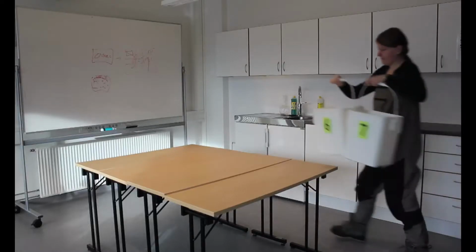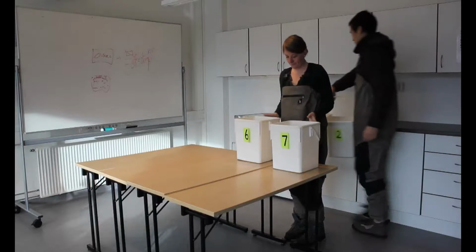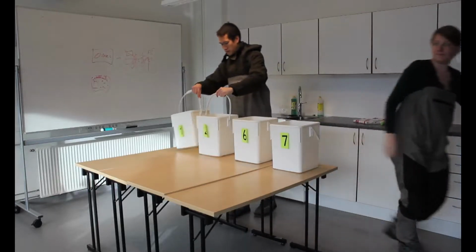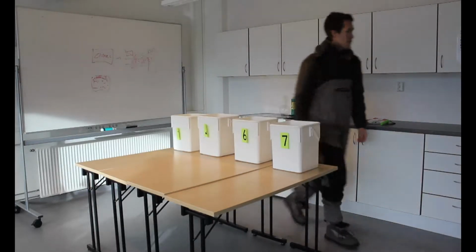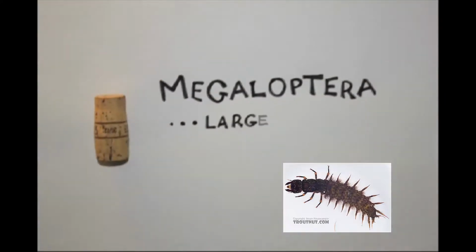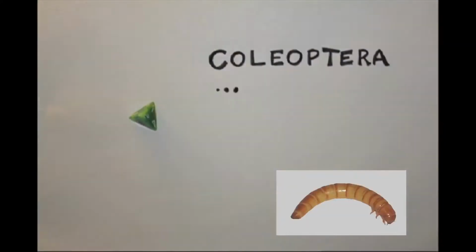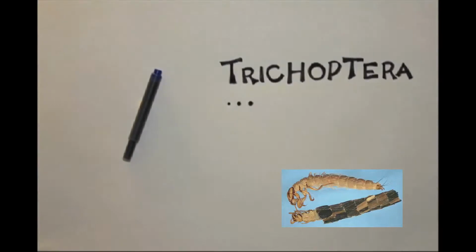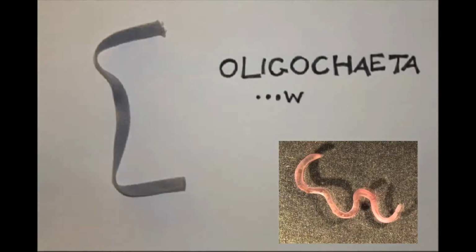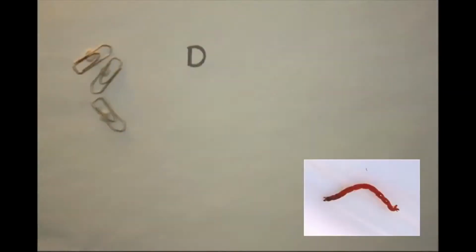So as the different competitors from the different countries are lining up and getting ready to prepare themselves for the competition, let's just have a look at what they will actually be looking for, which will get the judges' attention. First of all, they'll be looking for Megaloptera, a type of large-winged fly, and Coleoptera, a type of beetle, Trichoptera, a type of caddis fly, very important, Oligochaeta, a type of worm, Cladocera, a type of water flea, Plecoptera, a type of stone fly, Diptera, a true fly.